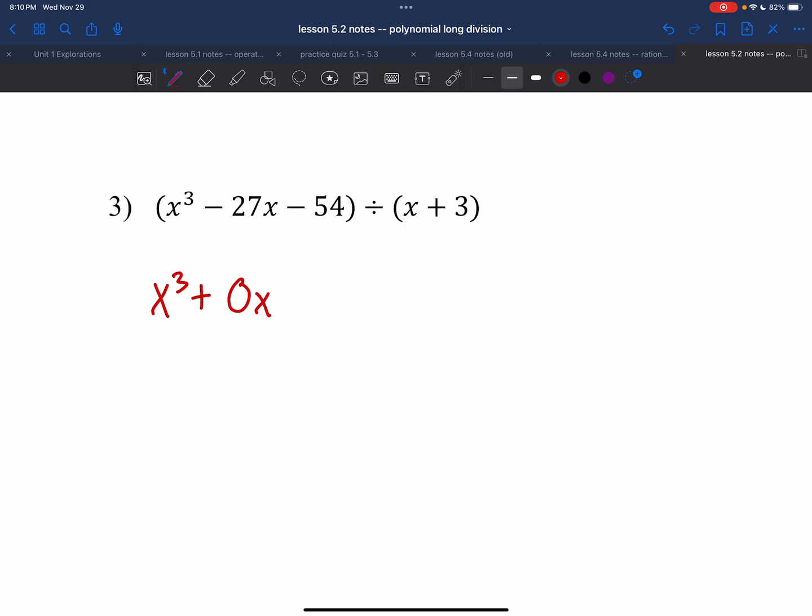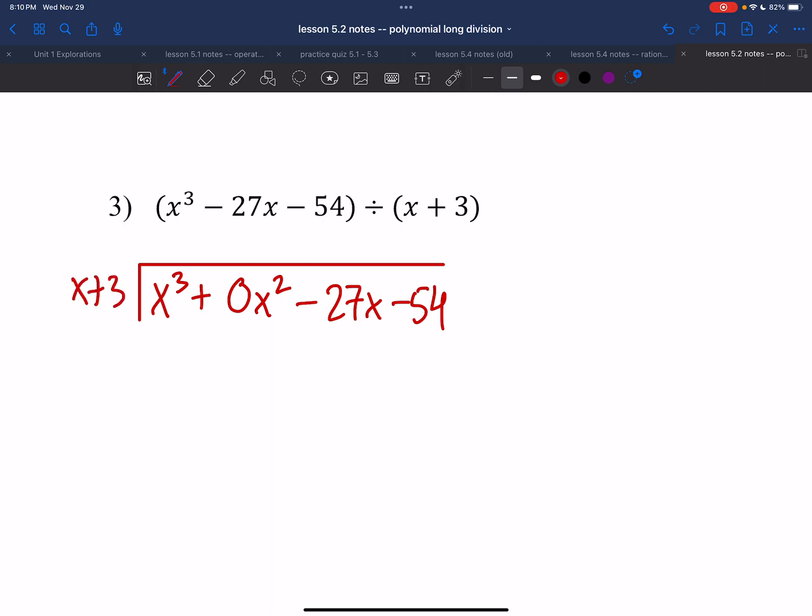I don't see x squared as a term, even though that would be the next exponent less than 3. That means the coefficient is 0. And I'm going to just put that there. That way I have that place value, I have that term in place. Also, how hard is it to make a straight line? And then this is x plus 3.